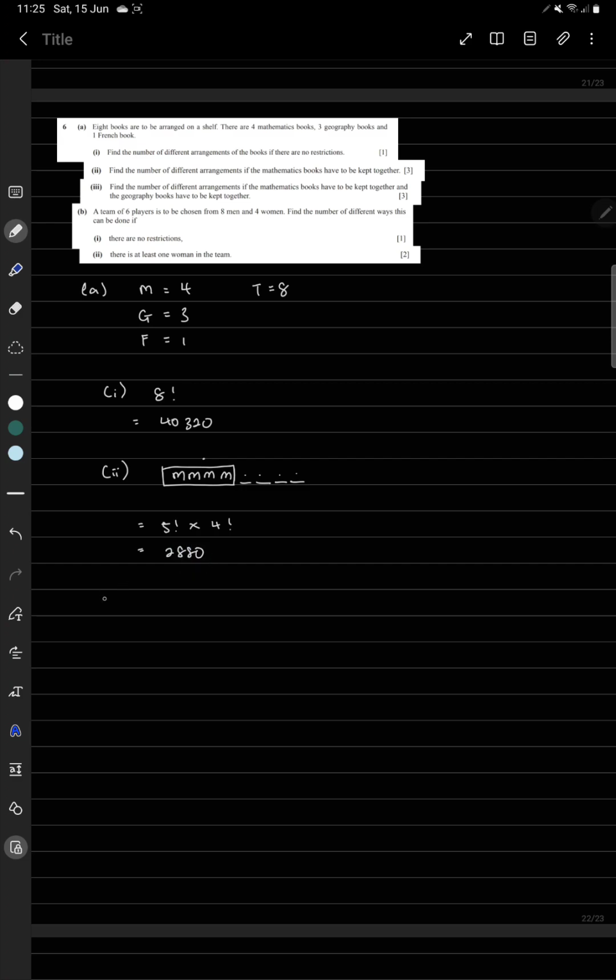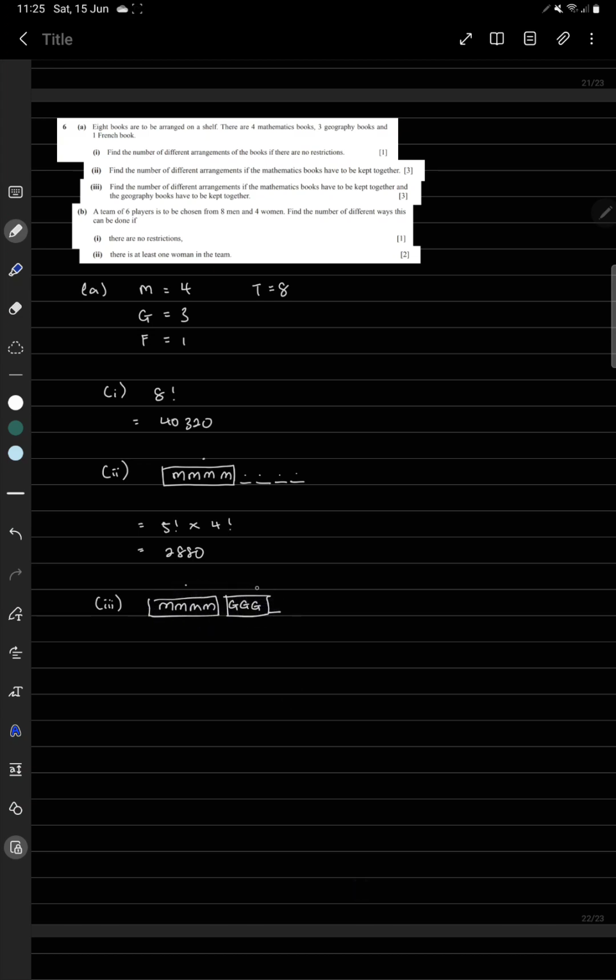On to the next part, we have part 3. The question says find the number of different arrangements if mathematic books have to be kept together and the geography books have to be kept together. Previously it was just mathematic books. Now it's also geographic books. So mathematics 1, 2, 3, and 4, same method. But now we have geographic books 1, 2, 3, and then our French book, which is left. So let's make sure we put these two into groups.